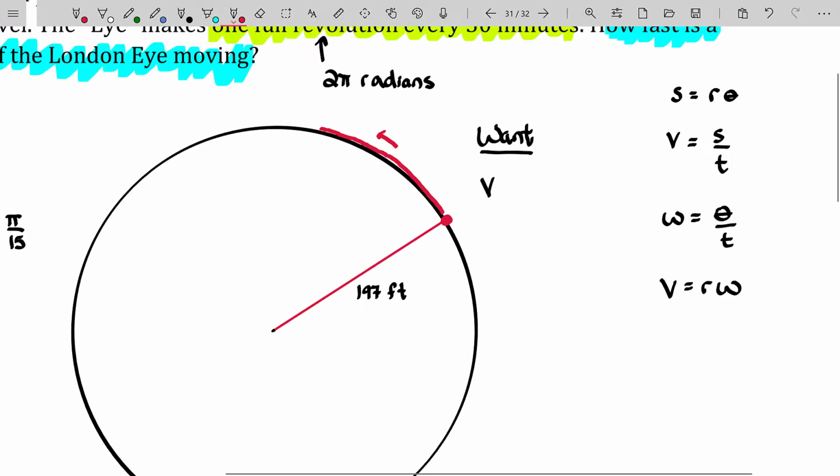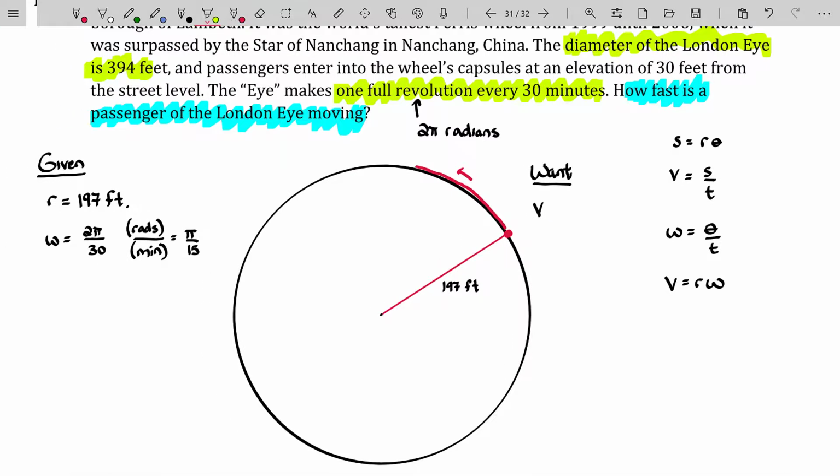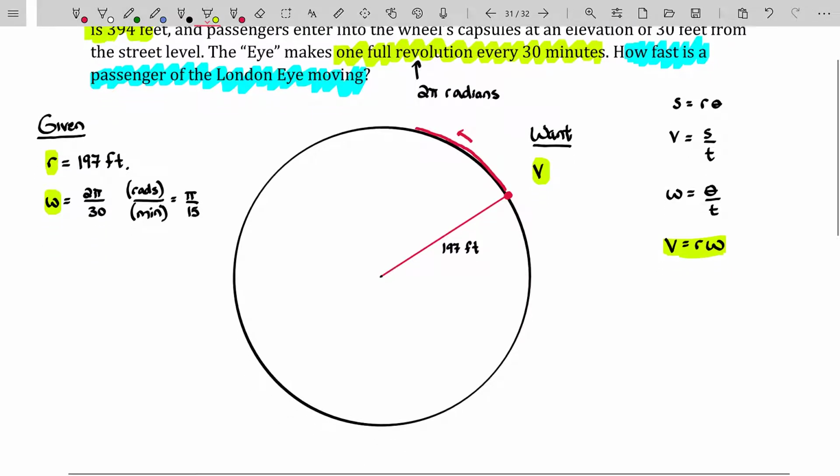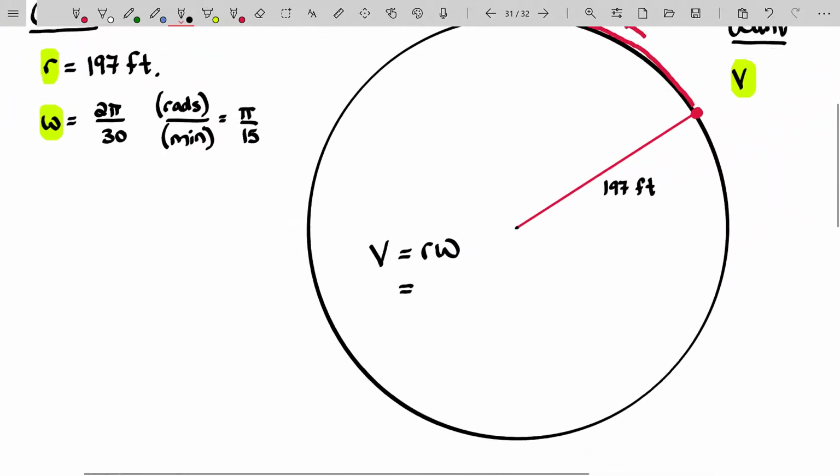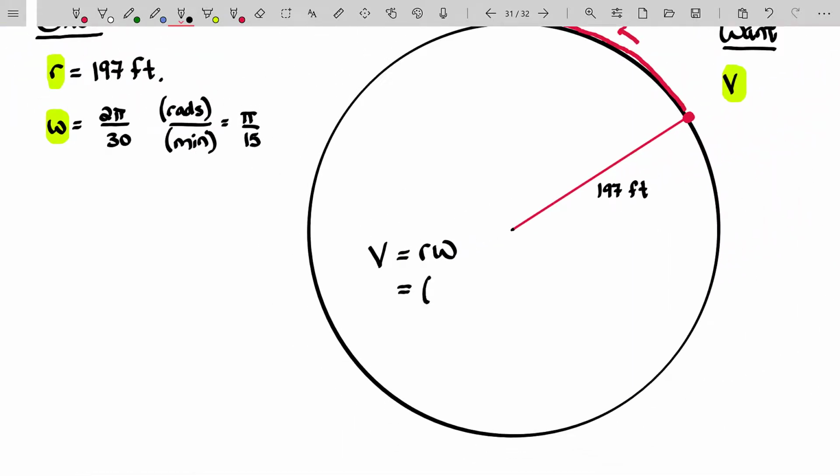And remember, we have a relationship between linear velocity, what we want, and these two items right here, the radius and the angular velocity. That relationship is given by this formula right there. So we have everything we need in this problem. Let's go ahead and insert all that information in. Linear velocity is radius times angular velocity, the radius being 197 feet, and the angular velocity being pi over 15. And by the way, that's radians per minute.